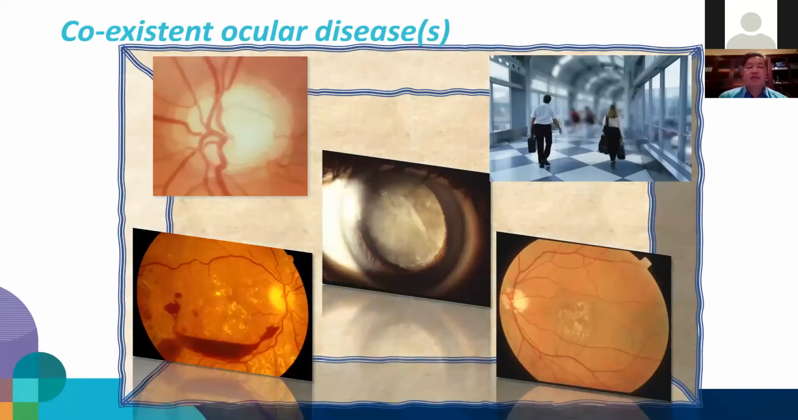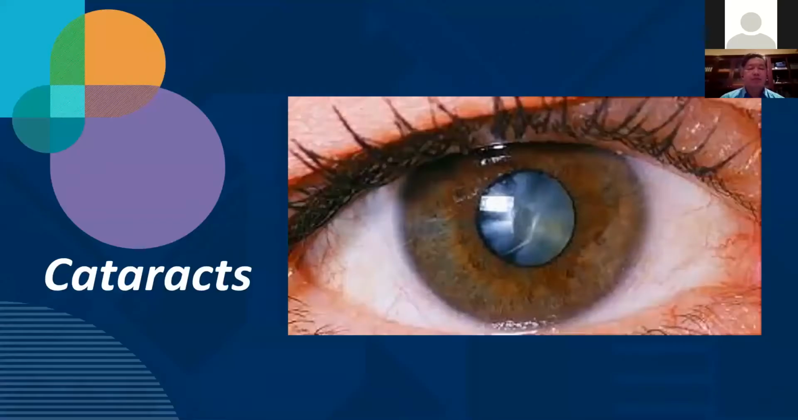And funny enough, usually patients have one or more coexistent eye problems. So they may have a bit of cataract and glaucoma at the same time, or early macular degeneration. Or some cataracts can actually cause a refractive error. So it is important to examine the whole eye to see what's actually going on.